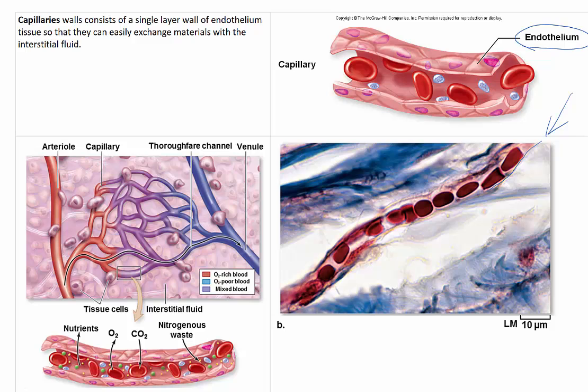And so the capillary itself is only the width of those blood cells traveling through the capillary. So they're very, very narrow and the walls are very, very thin. And the reason for that is that it enables capillaries to easily exchange materials with the interstitial fluid that surrounds those capillaries.